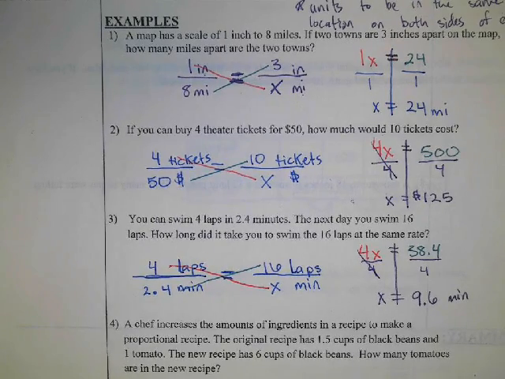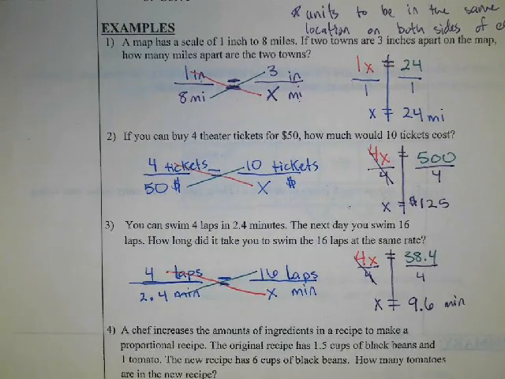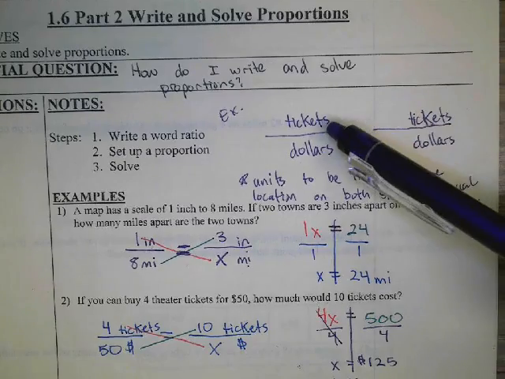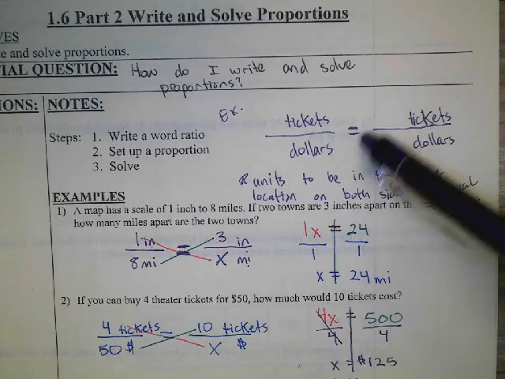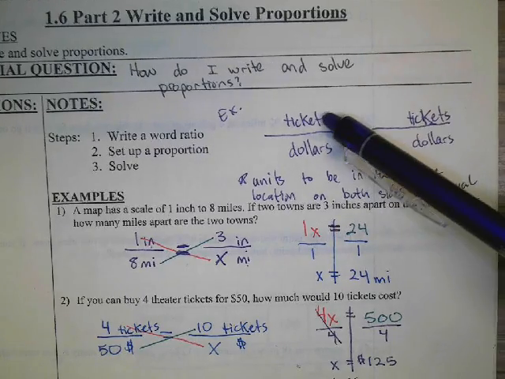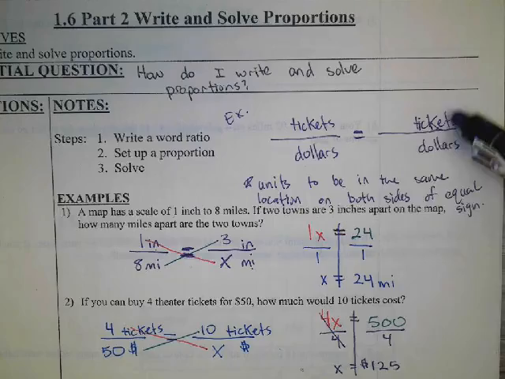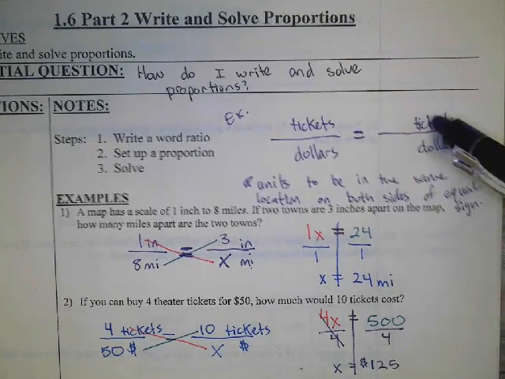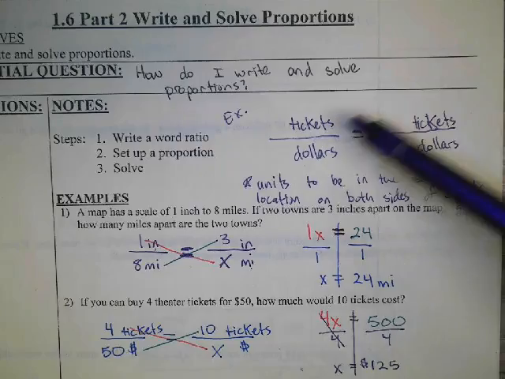So that's how we can set them up. The important part is about the setup, and the idea behind the setup is that we need the units to match. When we have that equal sign, the units are no longer diagonal. We need them to match. If I have tickets in the numerator, I need tickets in the numerator on the other side, because that's what makes this equal. Having the same units in the same place is what makes these two fractions equal.